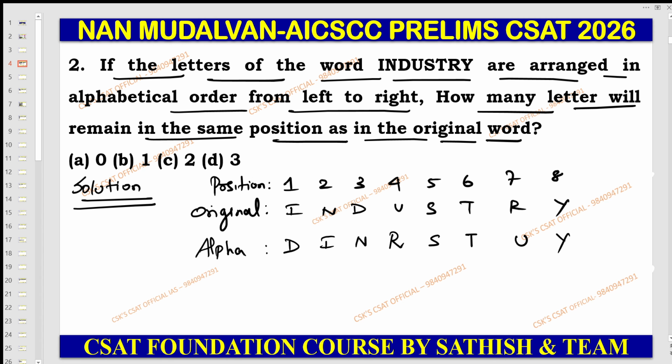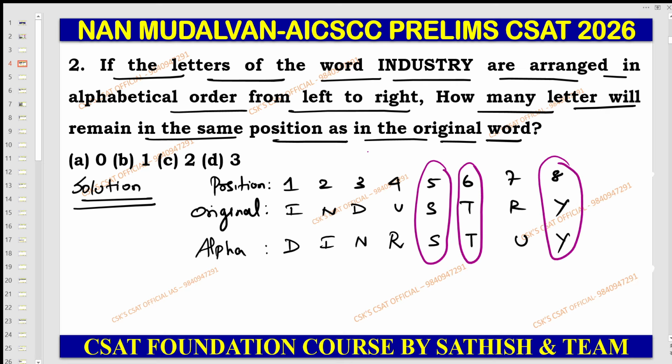So how many letters will remain in the same position? 5, then T, then Y, isn't it? So therefore 3. D is the correct answer. You guys got the answer as D, 3. So that is D.